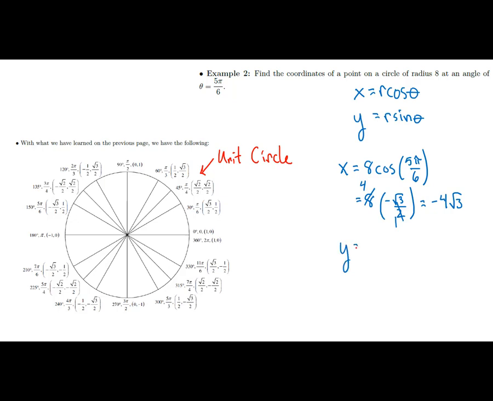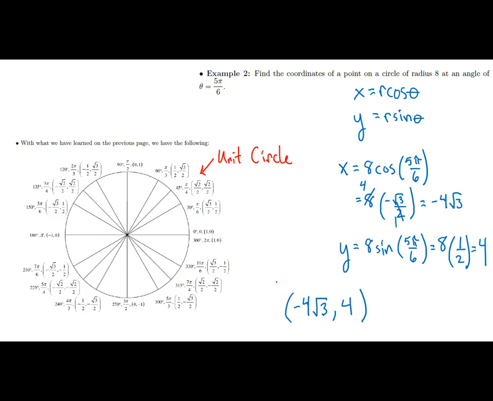And then my y value, 8 sine 5π/6. And 5π/6 has the same y value clearly by symmetry as π/6 did. And so since we know the sine of π/6 is 1/2, we can go ahead and make that computation. So that is 4. So we get that the x value is negative 4 square root of 3, and the y value is 4. Okay.